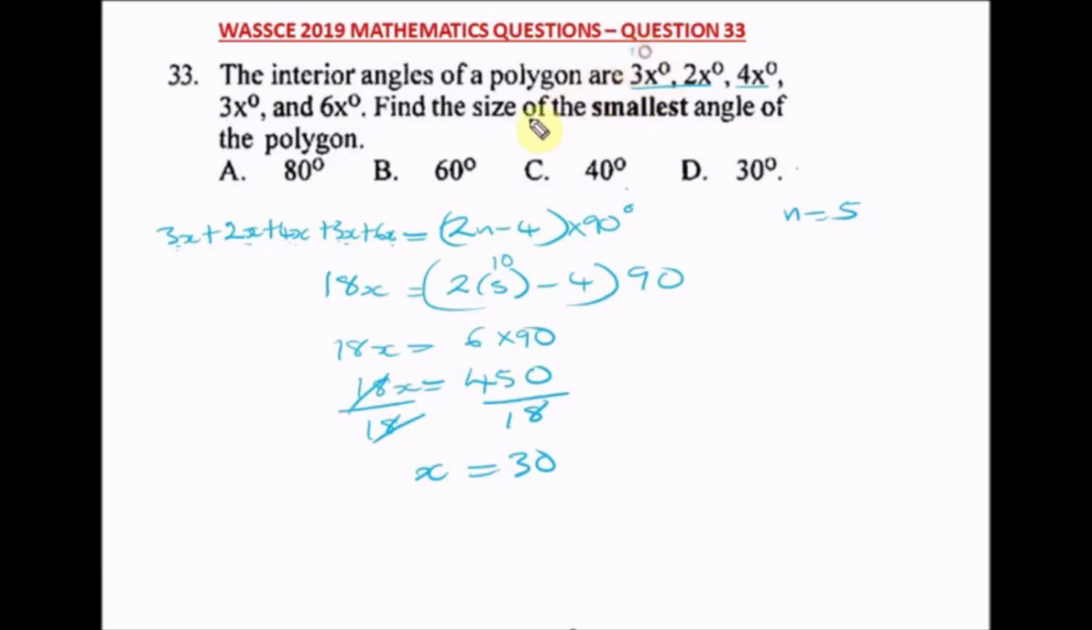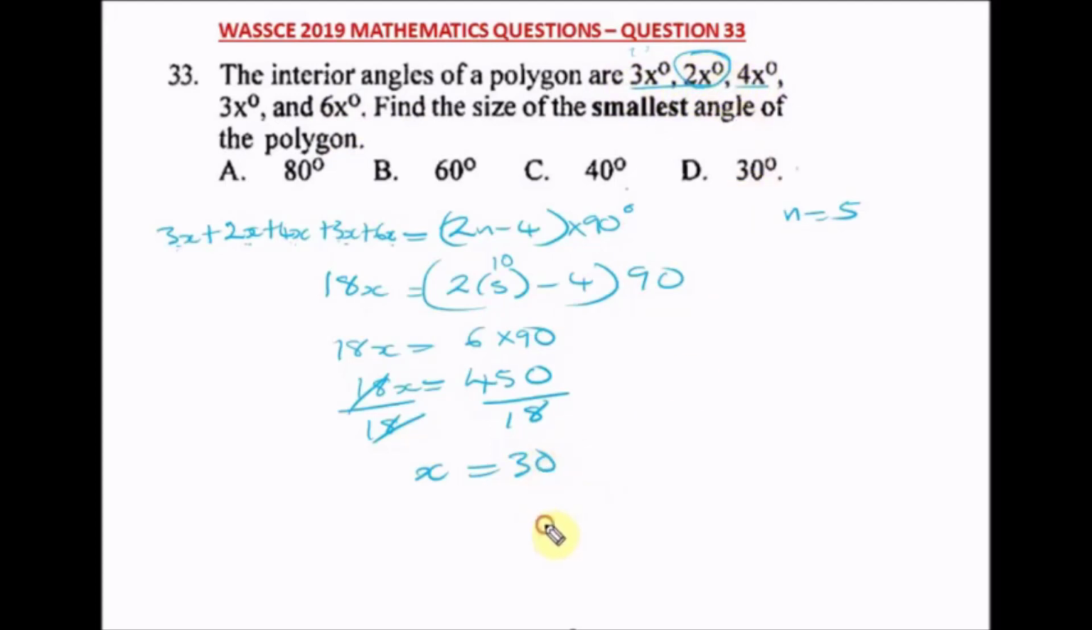That would be 90. All right, but the question says find the size of the smallest angle of the polygon. Definitely the smallest angle of the polygon will be 2x degrees, because when you multiply, this is the lowest multiplier here. 6 is the highest, followed by 4, followed by 3, and 2 is the least, which is the smallest.